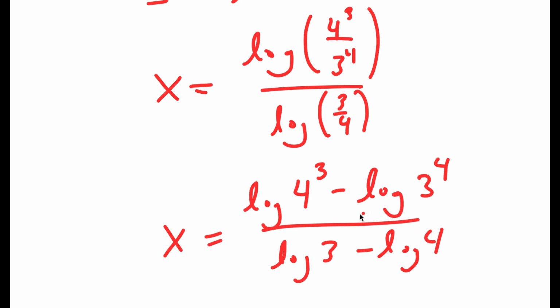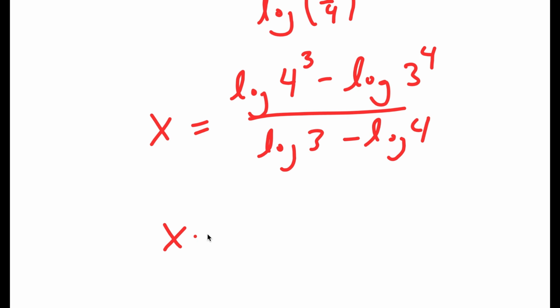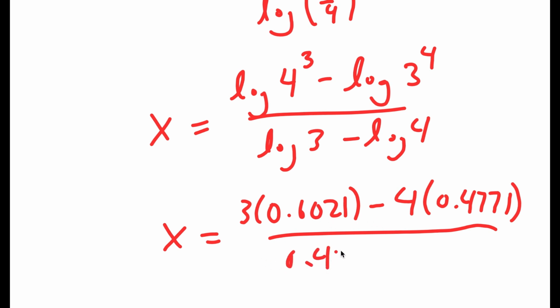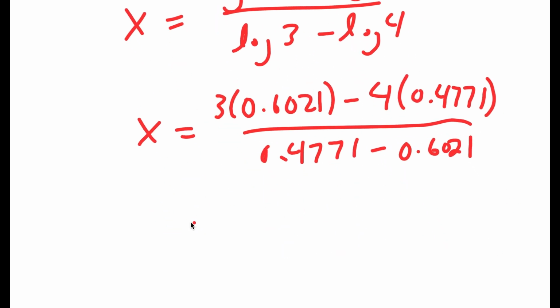And this is equal to 3 times 0.6021 minus 4 times 0.4771, all over 0.4771 minus 0.6021. And this is equal to 0.8168.